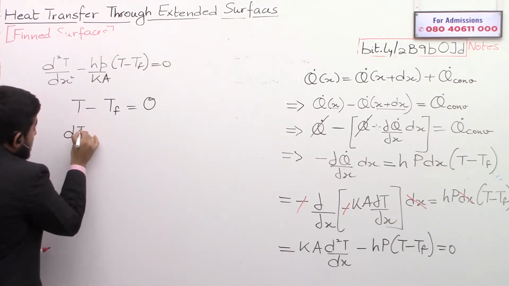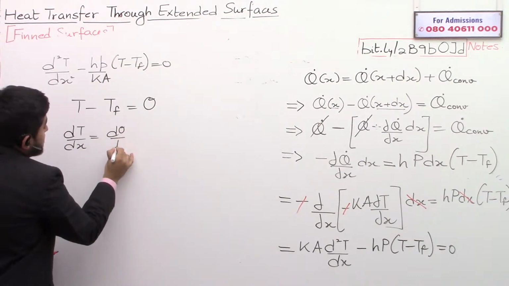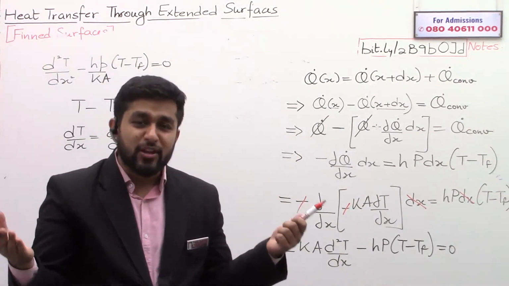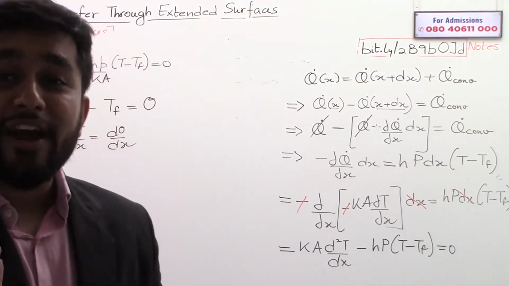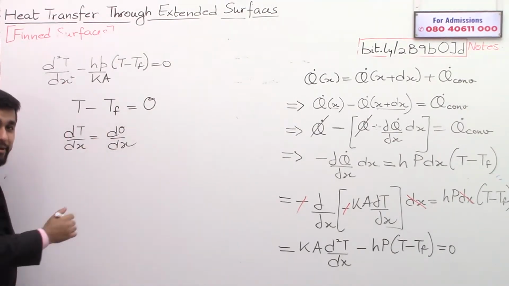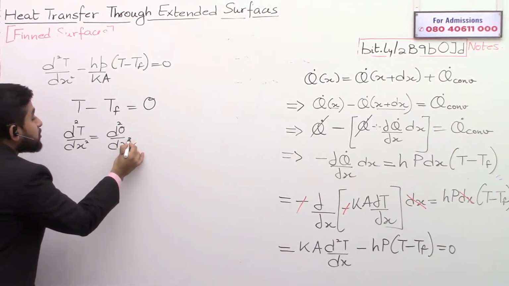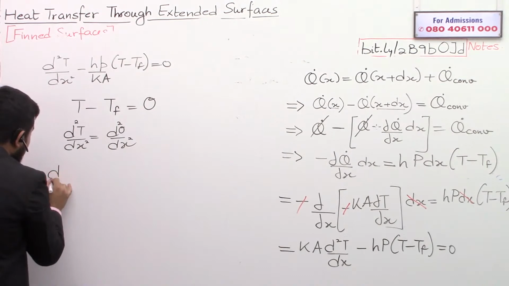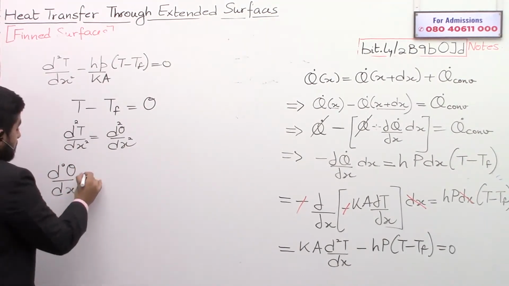So here you can say T is a function of x, theta is a function of x. So you will have dT by dx equal to d theta by dx. Derivative of a constant: Tf is a constant, Tf is the atmosphere temperature. Whatever may be the value of x, Tf is the atmosphere temperature. It's a constant. So dT by dx equal to d theta by dx, or d square T by dx square equal to d square theta by dx square. So your final equation will be d square theta by dx square minus.